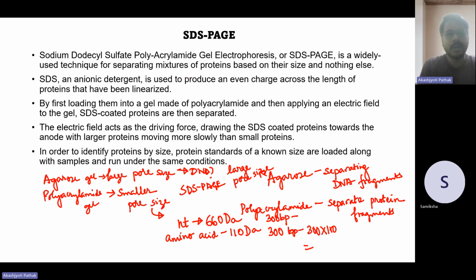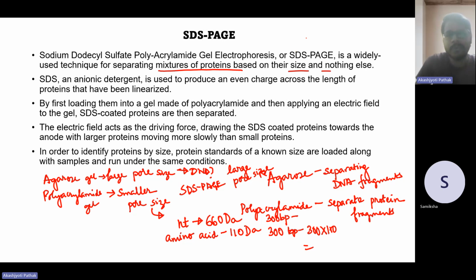Okay, so now what is an SDS page? SDS stands for sodium dodecyl sulfate polyacrylamide gel electrophoresis, and it is a widely used technique for separating a mixture of proteins based only on their size, not on the basis of their shape or charge.